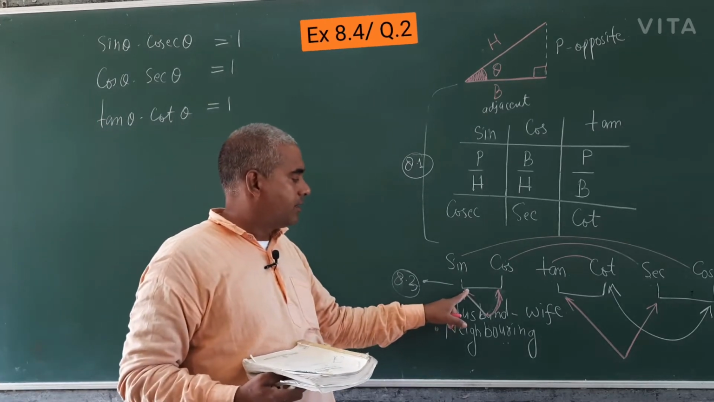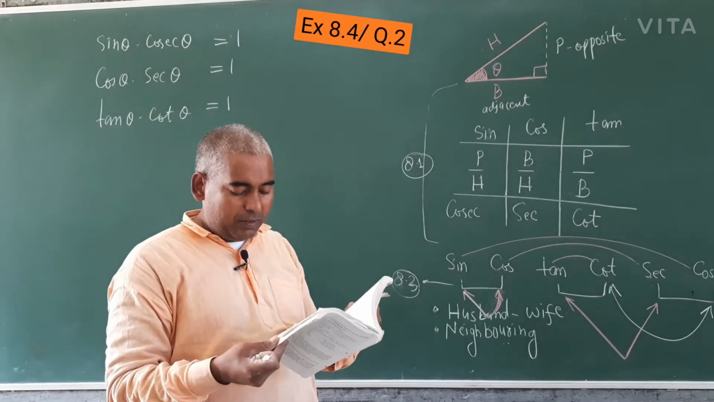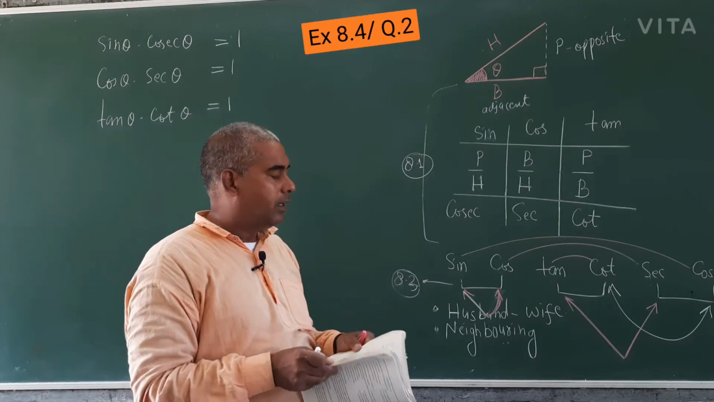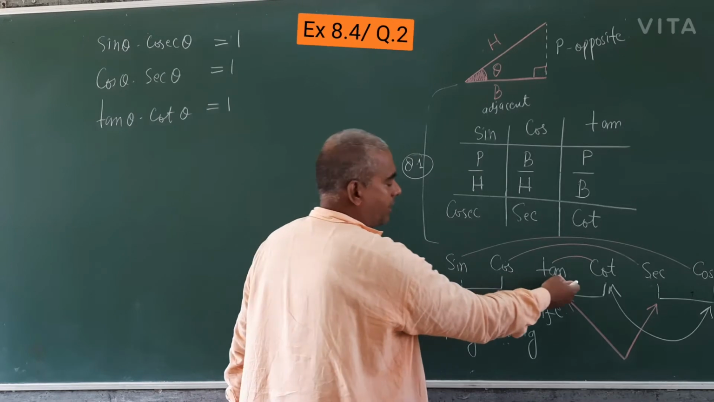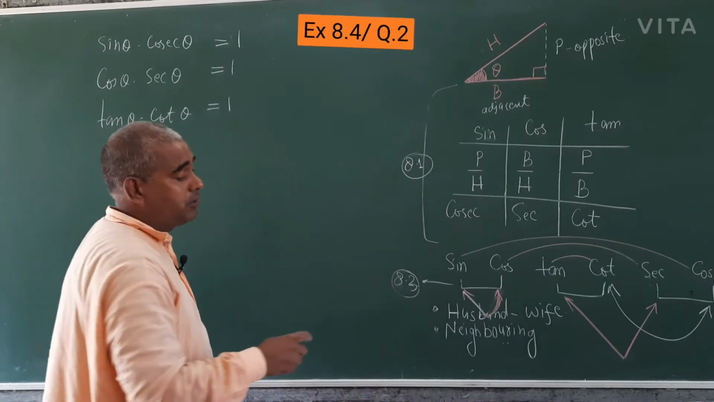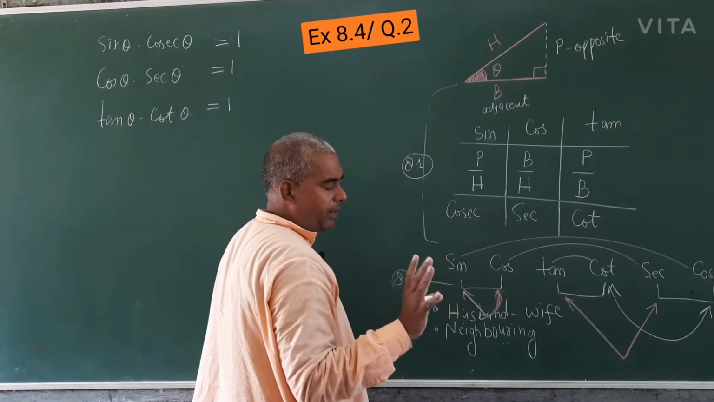After that, sometimes sin 90 minus theta is equal to cos theta. 90 minus theta will not be used here. Very rarely it will be used, but keep it in mind. Sin 90 minus theta is equal to cos theta. Tan 90 minus theta is equal to cot theta. The other formulas will be used: husband and wife, while the neighboring 90 minus theta will be rarely used.